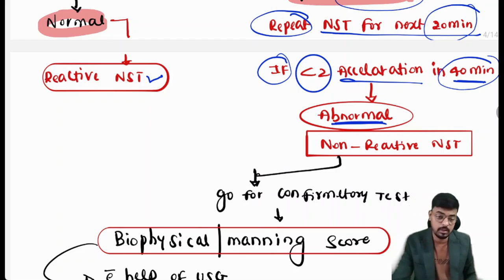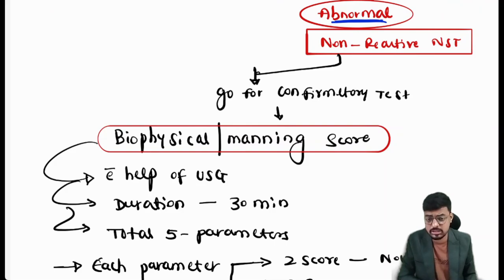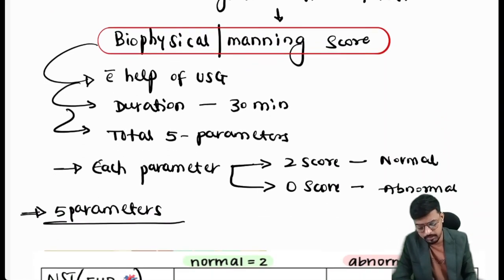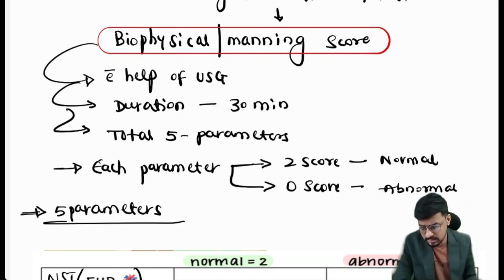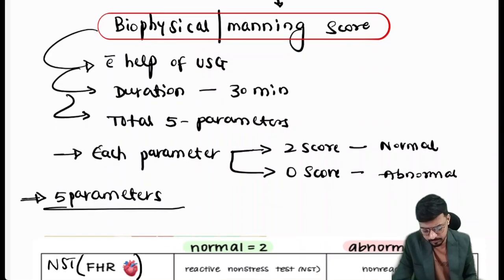If a non-reactive NST comes, what is the next step, sir? I told you the non-stress test, or NST, is a screening test. It is not a confirmatory test. So if the NST comes abnormal or non-reactive, we have to go for the confirmatory test. The confirmatory test is the biophysical score, right?